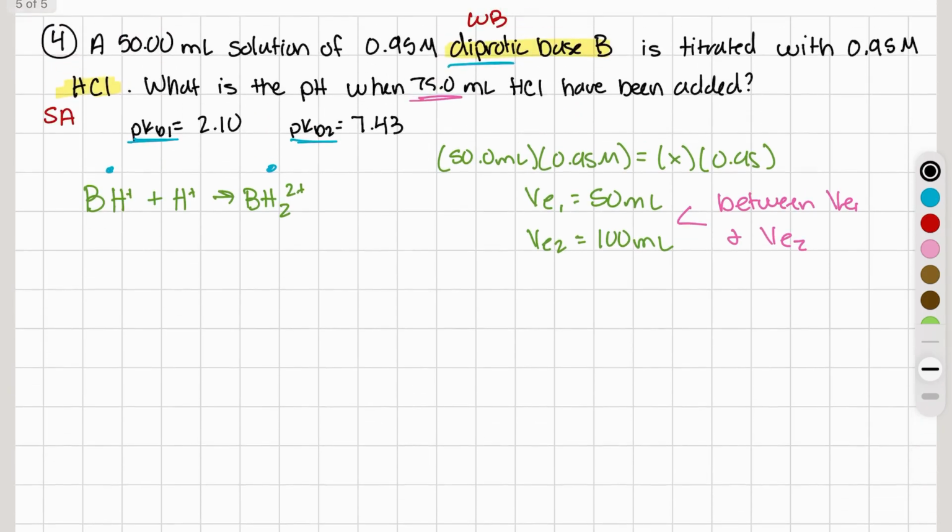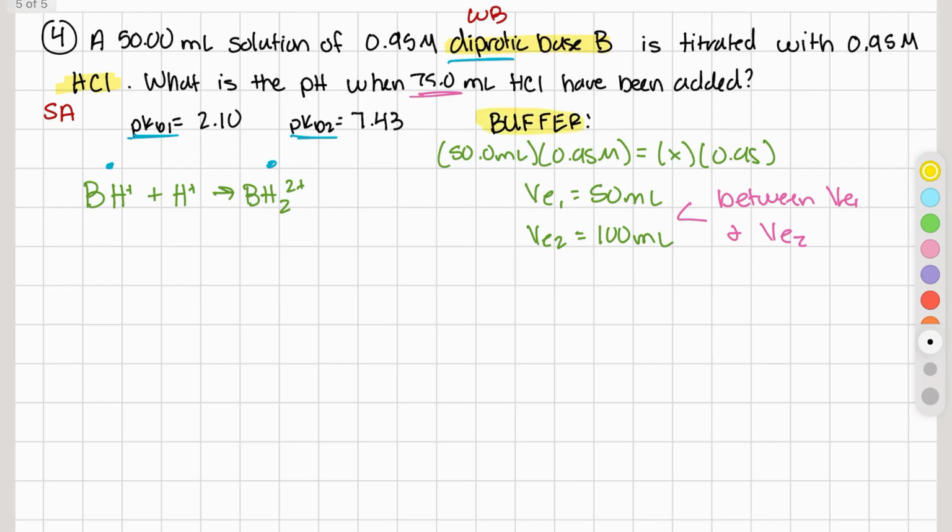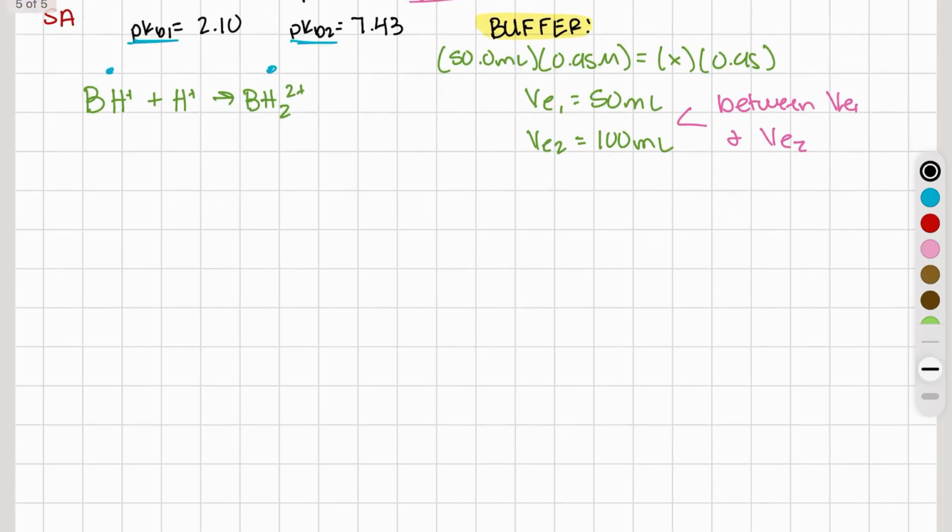So I'm going to write this in big letters again. We have a buffer. And hopefully you're all saying it with me, that means we're using the Henderson-Hasselbalch equation. So we're using pH equals pKa plus the log. It's going to look a little different now because we have this B, but it's the same concept. BH plus over BH2 2+, where this pKa belongs to this bottom one right down here.